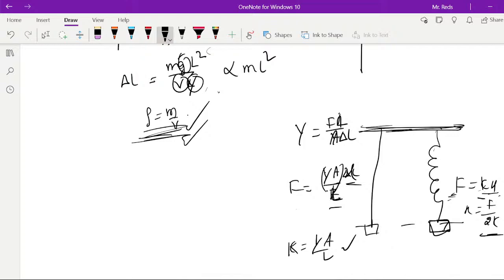Y will be same, A will be same, length becomes half. So length becomes L by 2 means it becomes 2K. So it becomes two times.